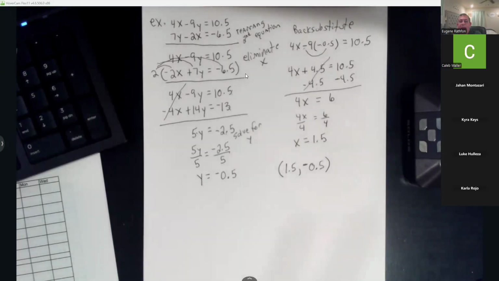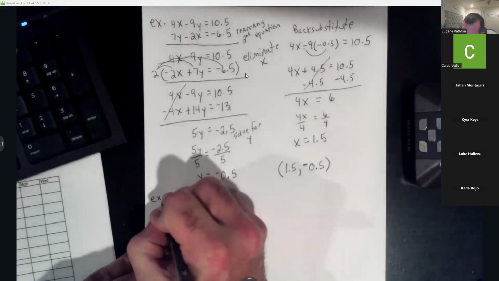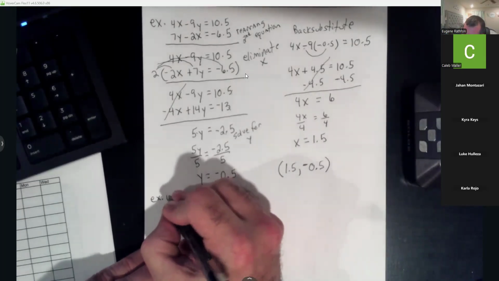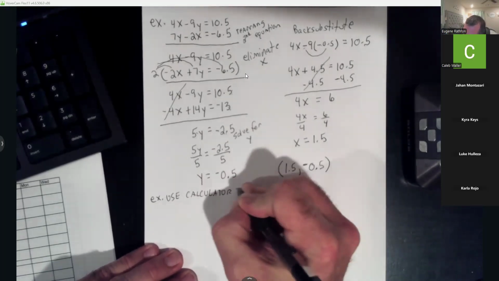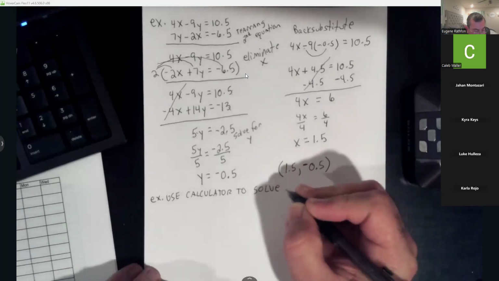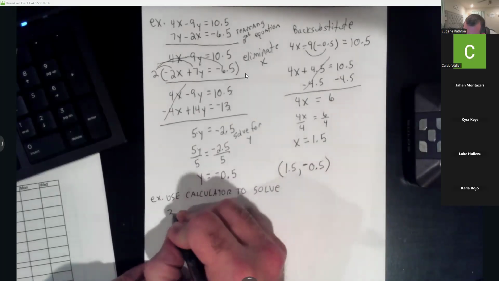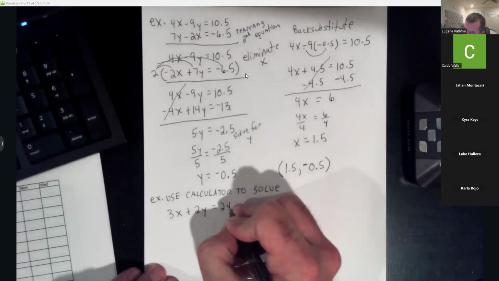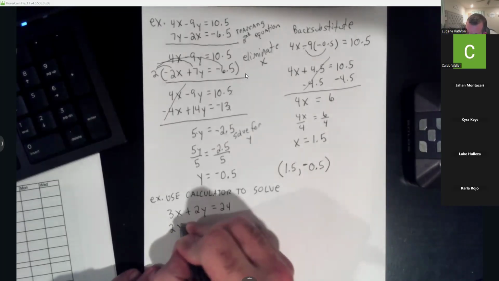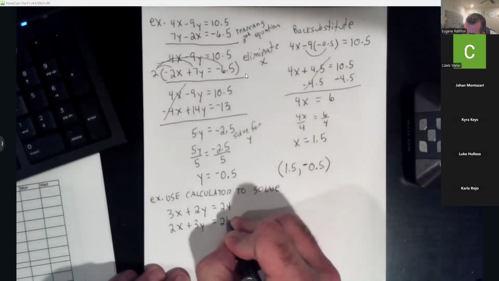All right, y'all. So we've done 3 by hand. I'm going to show you how to do one of these by calculator. So on this one, I'm going to show you how to use calculator to solve. All righty, so let's see what we're going to solve. 3x plus 2y equals 24. 2x plus 3y equals 26.